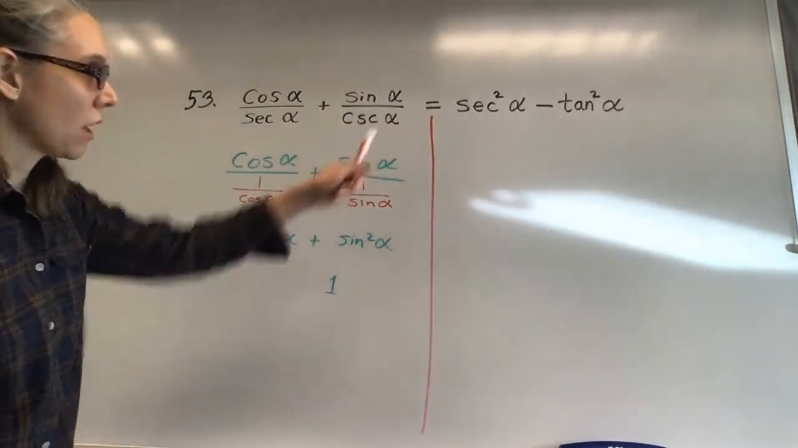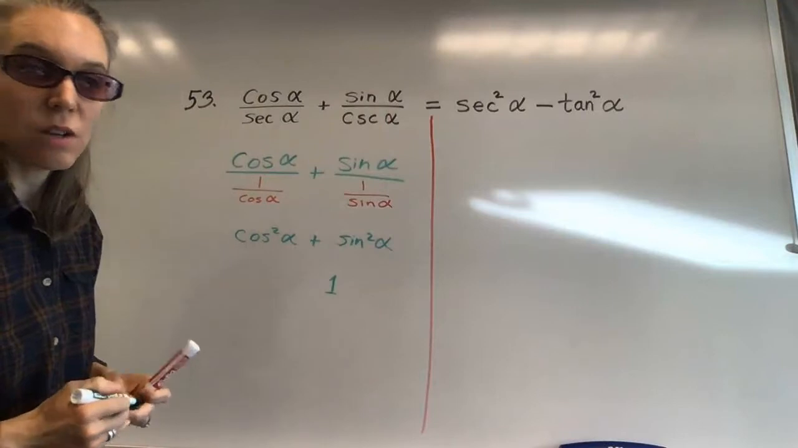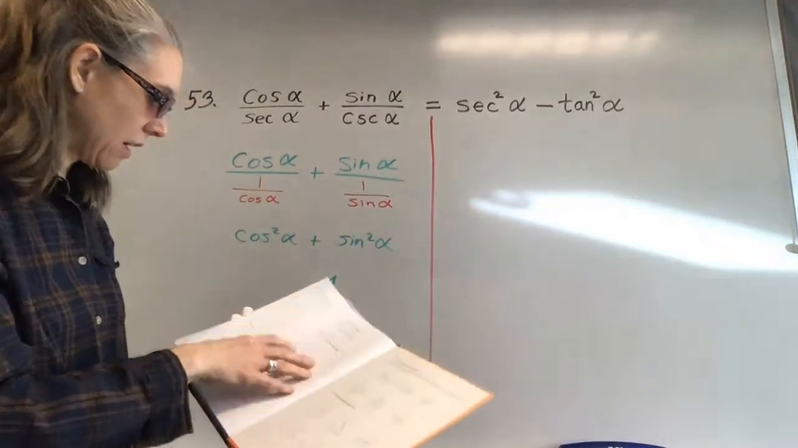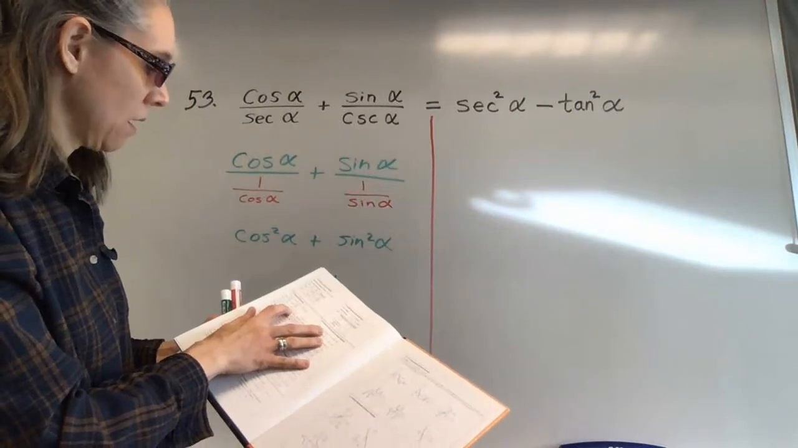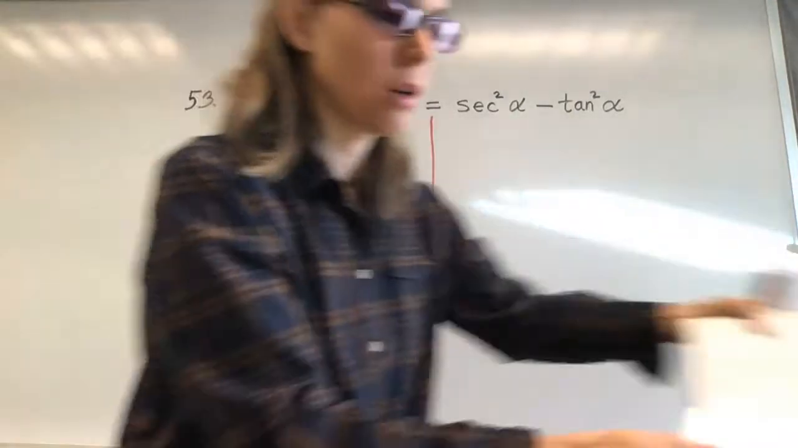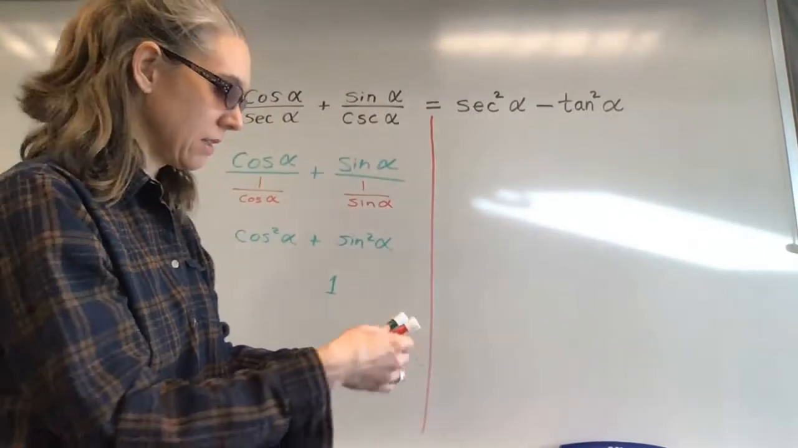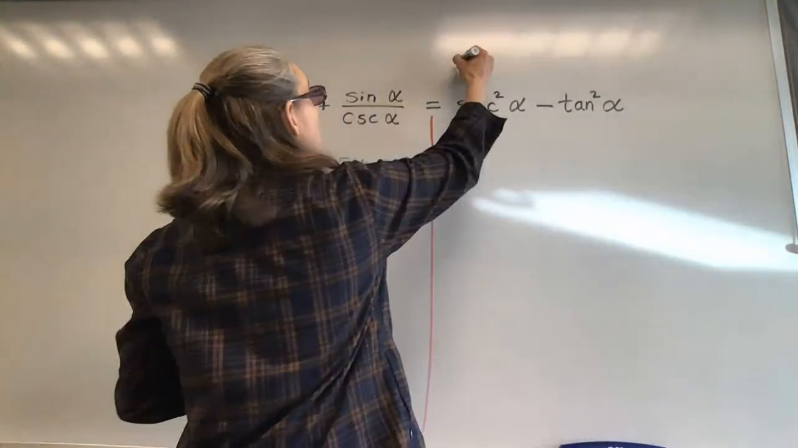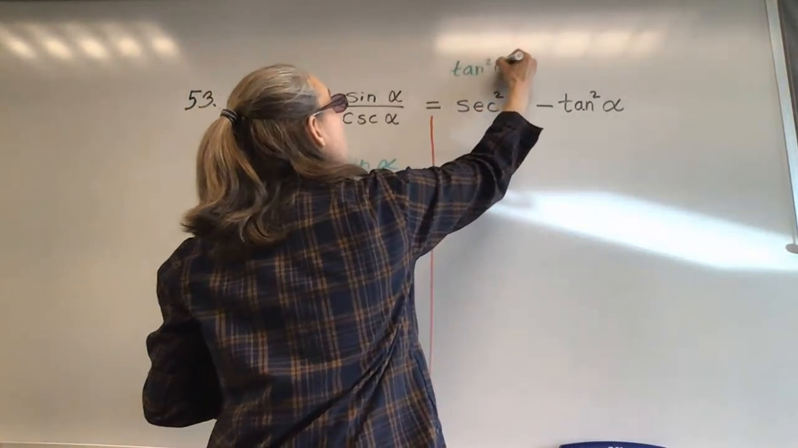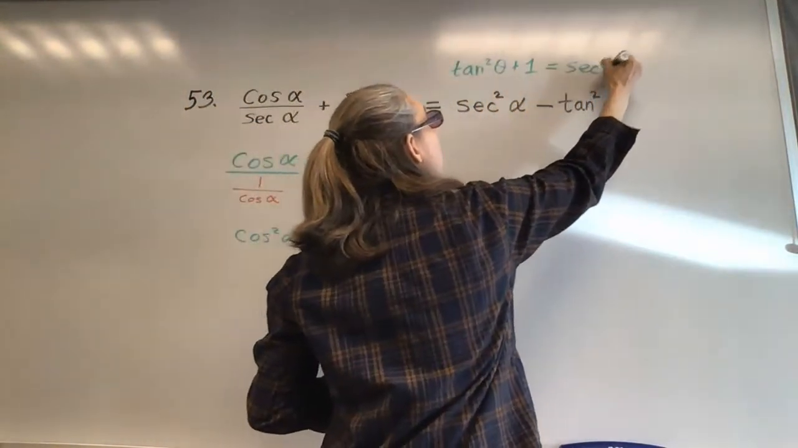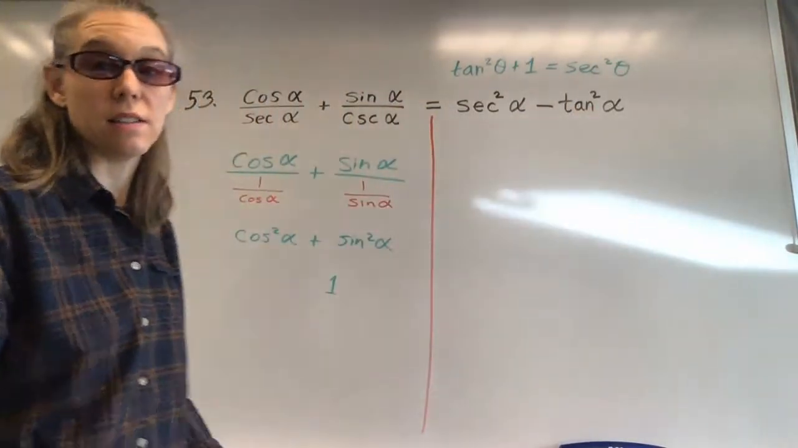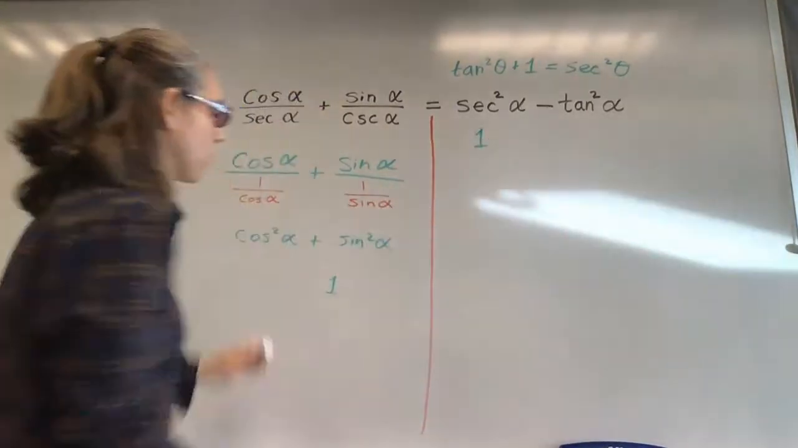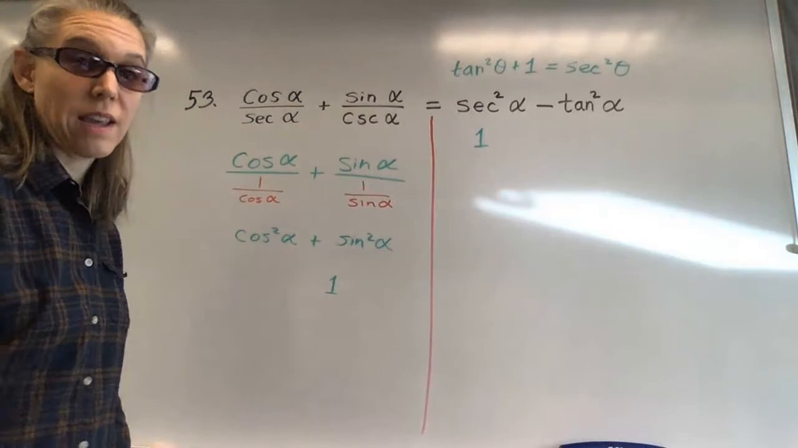So then my next objective is to try to make what's on the right-hand side equal to 1. And if you flip to the back of the book where you have your Pythagorean identities, you'll notice that the one with secant squared is tangent squared plus 1. So because tangent squared plus 1 is equal to secant squared, that means that secant squared minus tangent squared is equal to 1. So now we have the left-hand side equal to the right-hand side.